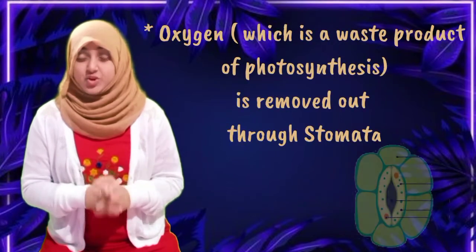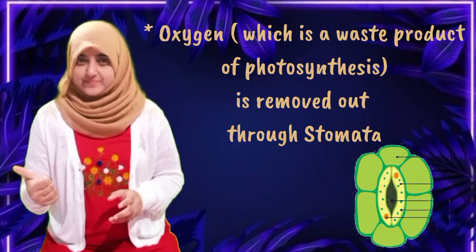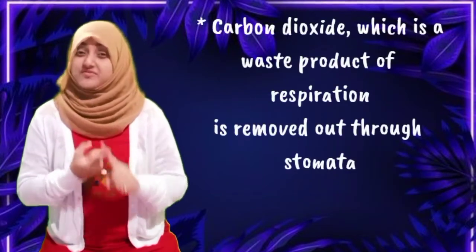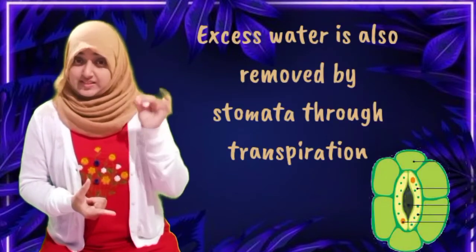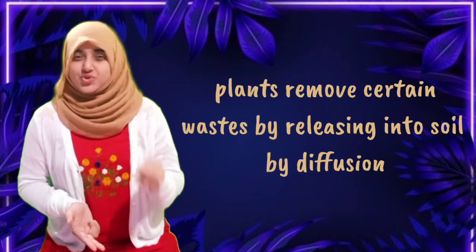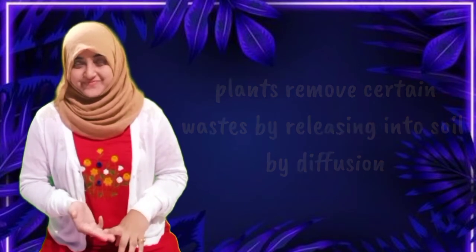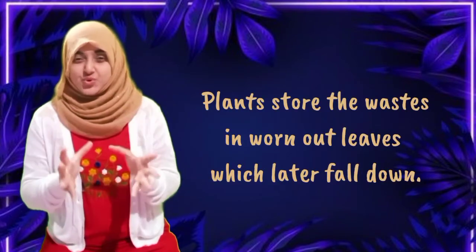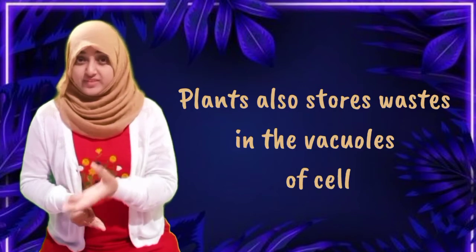Oxygen, which is produced as a waste product of photosynthesis, is removed through stomata. Now the carbon dioxide, which is a waste product of respiration, is also removed through stomata. Now excess water absorbed by the plants is again removed by the stomata through transpiration. Now plants also release certain wastes into the soil by simple diffusion. Well, plants are smart enough. They store the wastes in the worn out leaves, which later fall down. Plants also store the wastes in vacuoles of the cell.